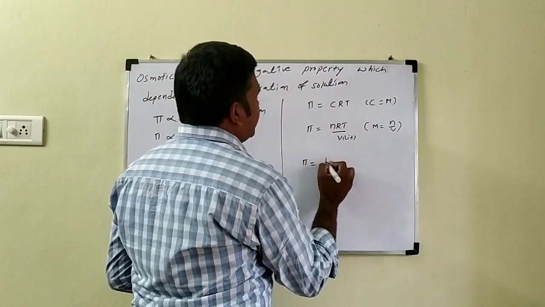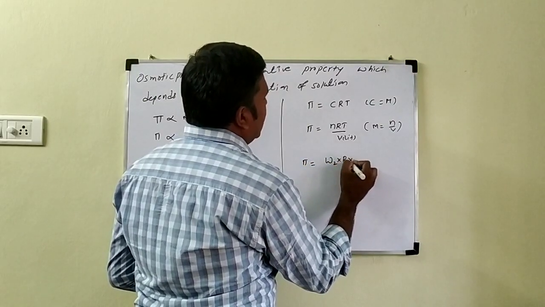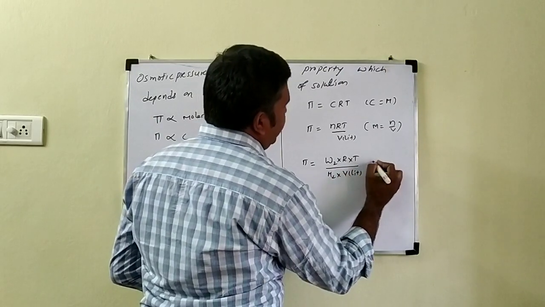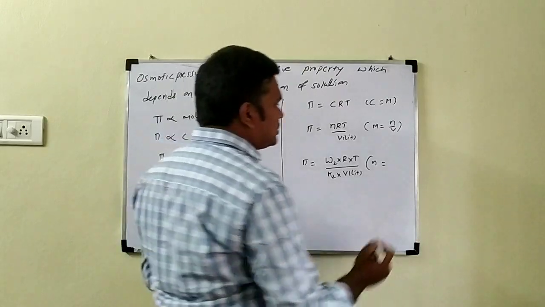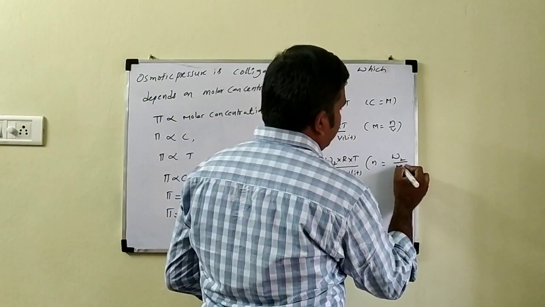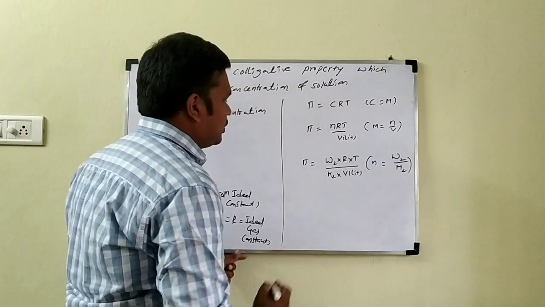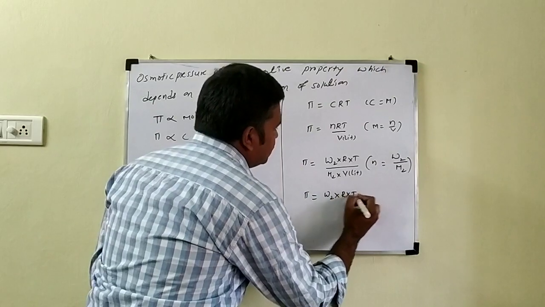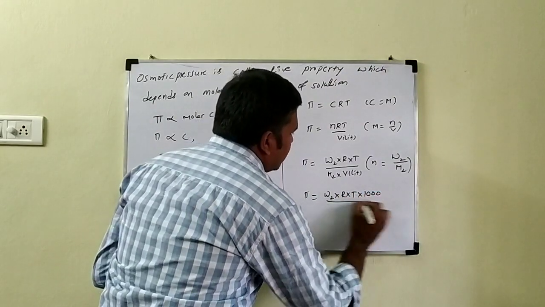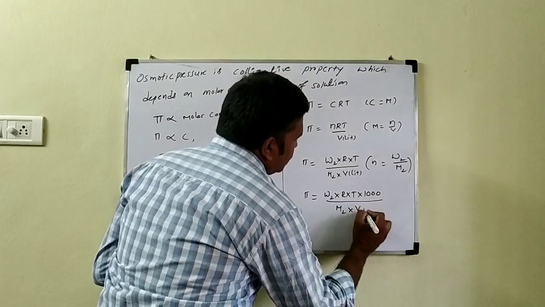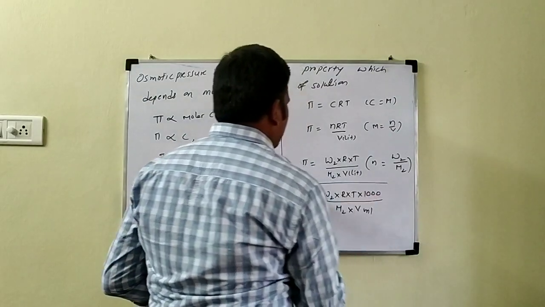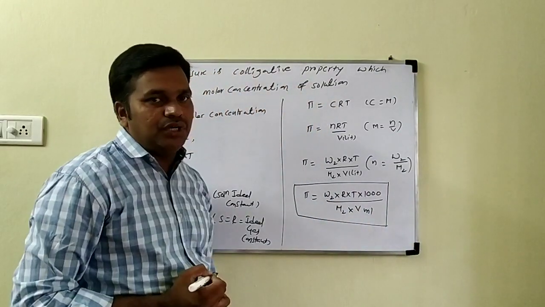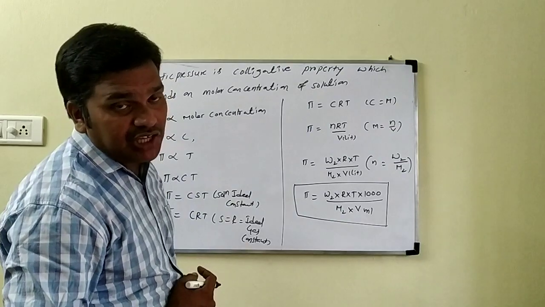From this I am writing here pi is equal to W2 into R into T by M2 into V, with V in liters. Why? n is equal to number of moles, that is weight of solute by molar mass of the solute only. From this you are writing pi is equal to W2 into R into T into 1000 by M2 into V, with V in ml. So this is the formula we are using to find out the osmotic pressure of the solution.